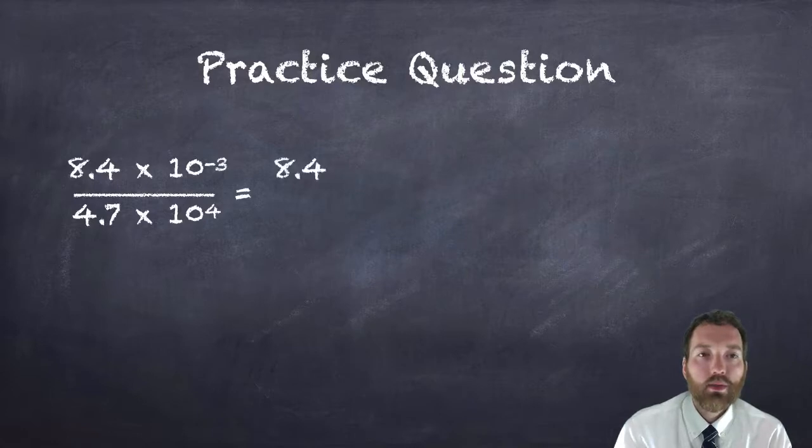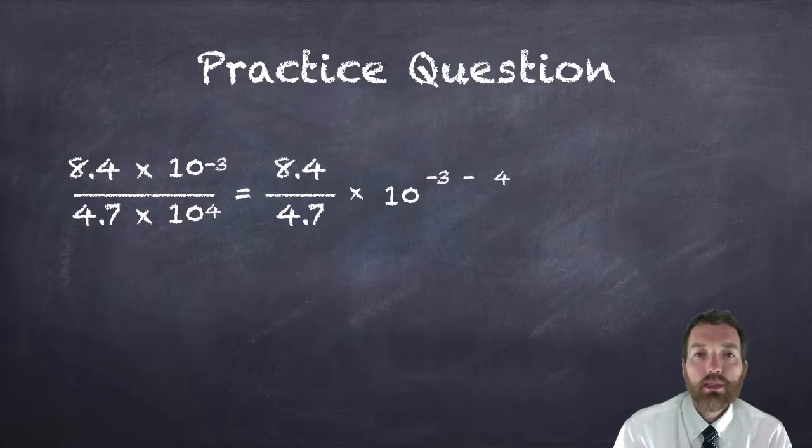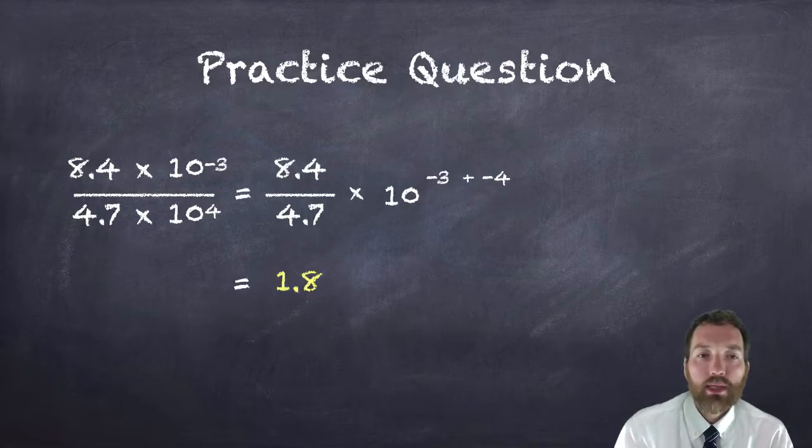Okay, so we are going to divide 8.4 by 4.7, and we're going to subtract our exponents. So we're going to have negative 3 subtracted from 4. So this gets a little tricky when we are subtracting negative exponents. You need to remember how to do this. So we want to change that negative into a positive, and then change the 4 into a negative 4. So 8.4 divided by 4.7 is 1.8, and negative 3 plus a negative 4 is a negative 7.